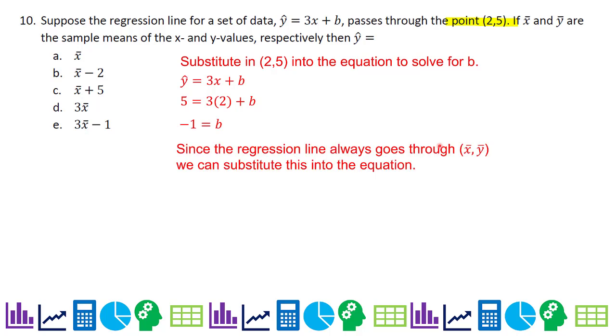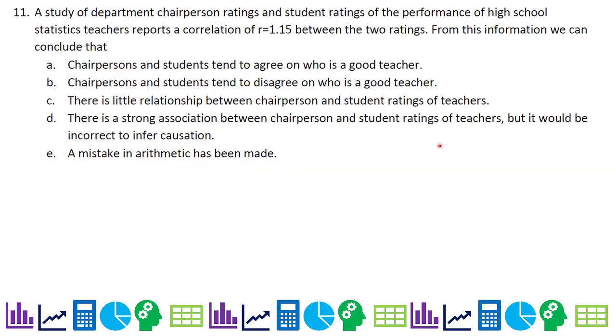Since the regression line always goes through the point x bar, y bar, we can substitute this into the equation, right? So we're going to take y bar and x bar, put it in, and you can see that matches choice E.